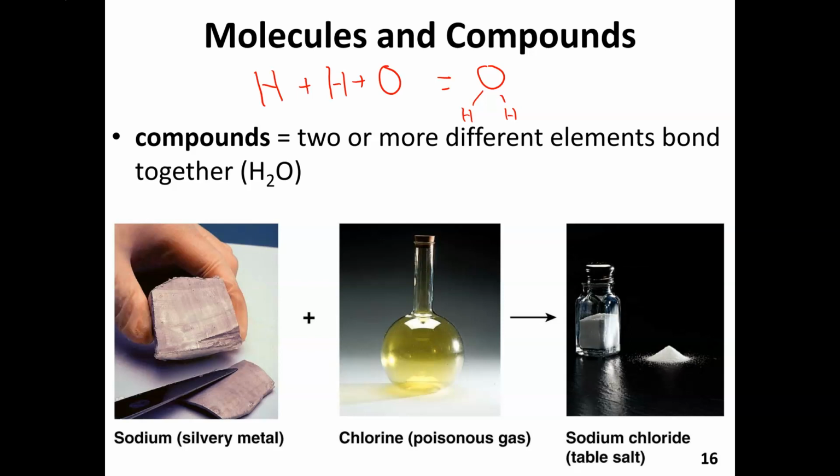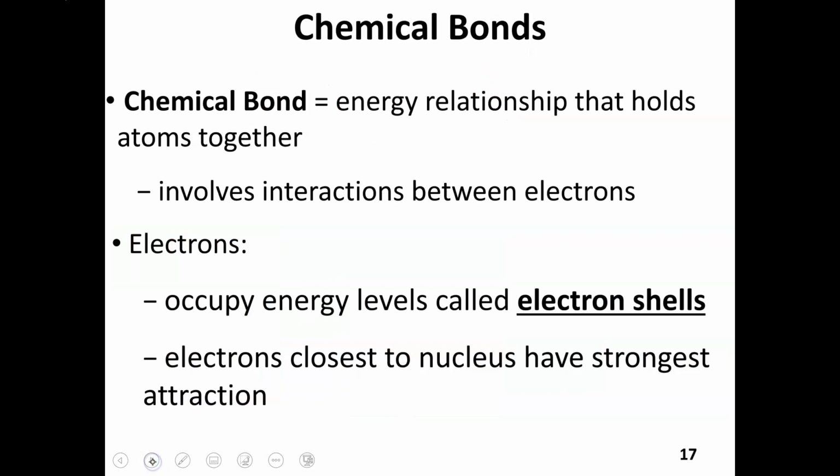Another example is sodium, which is a metal, and chlorine, which is a gas. When they come together, they make salt, which is what we put on our French fries to make them taste good. And again, that's just two different atoms coming together, making a compound.